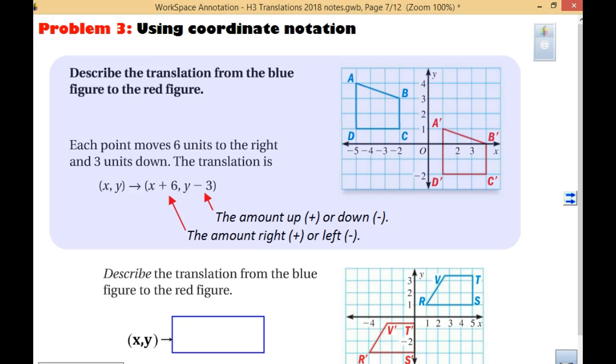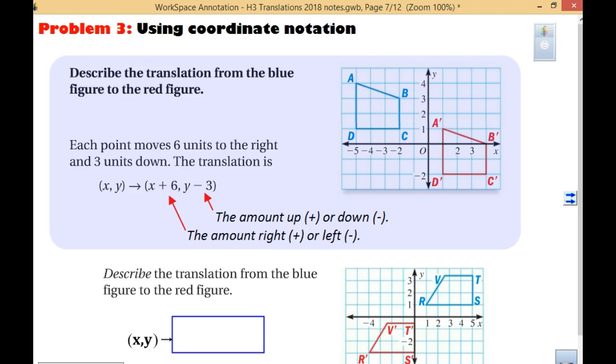Okay? Tomorrow's homework quiz kind of looks a little like one of these. So when you are looking at this problem, you might want to notice that the blue one is our original. It's A, B, C, D. And it says, the new one is the A prime, B prime, C. It says, describe the translation from the blue figure to the red figure. Each point moves if we are counting.